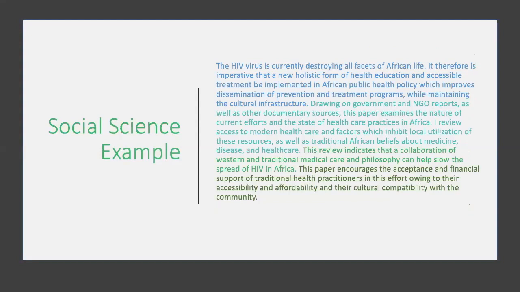In this social science example, we're finding the same consistency in how they write their abstract. They begin by telling us the importance of the problem. HIV virus is destroying all facets of African life and it is therefore imperative that a new holistic form of health education and treatment be implemented. For their research, they draw on government and NGO reports and other sources and review access to modern healthcare and factors that inhibit utilization of resources. Their review indicates that a collaboration of Western and traditional medical care and philosophy can help slow the spread of HIV. The paper encourages the acceptance and financial support of traditional health practitioners. This is the overall impact, or the so what.